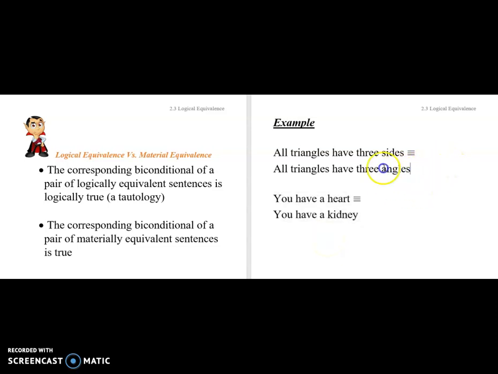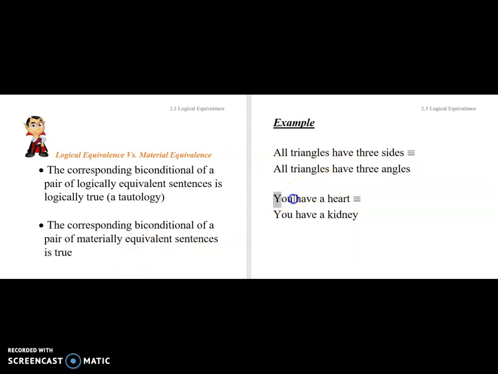All right, let's go ahead and start with this one. Notice it's a biconditional, so it's just two conditionals, right? And so the biconditional is true provided that both the conditionals are true. So if all triangles have three sides, then all triangles have three angles. That's true. That's the left to right direction. The right to left direction, if all triangles have three angles, then all triangles have three sides. That's also true, right? So this is a true biconditional. Therefore, this sentence right here is materially equivalent to this sentence right here, right?